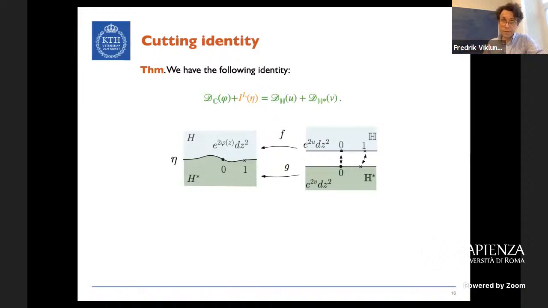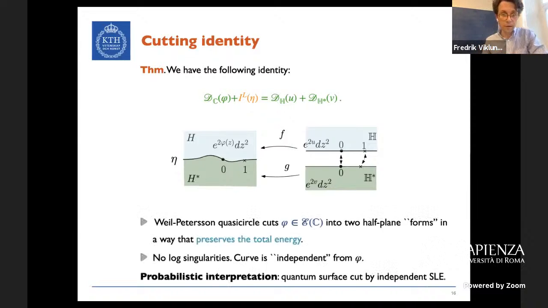Okay, and then the theorem is the following: the Dirichlet energy of this phi living on the whole plane, plus the Loewner energy of the curve passing through infinity, is exactly equal to the sum of the Dirichlet energies of these two functions that were transplanted, the ones living on the upper and lower half planes. One way to say this is that the Weil-Petersson quasicircle cuts a phi in the Dirichlet class into two half-plane forms in a way that preserves the total energy. Okay, and the probabilistic interpretation is a quantum surface that is cut by an independent SLE.